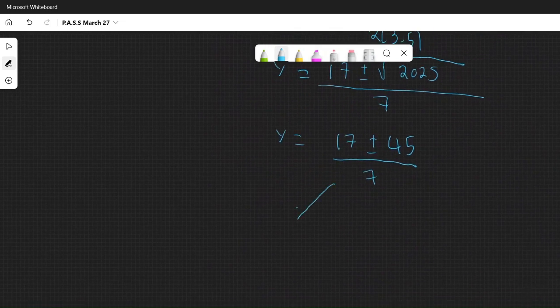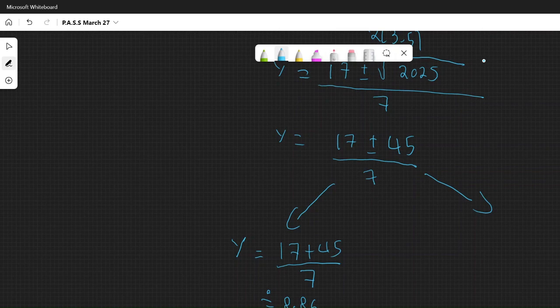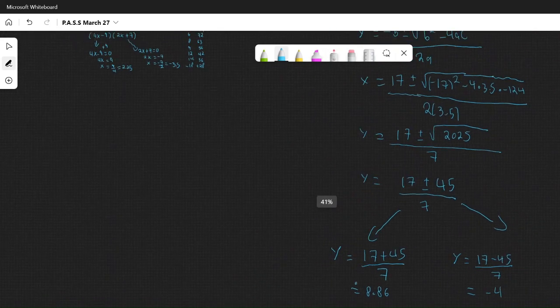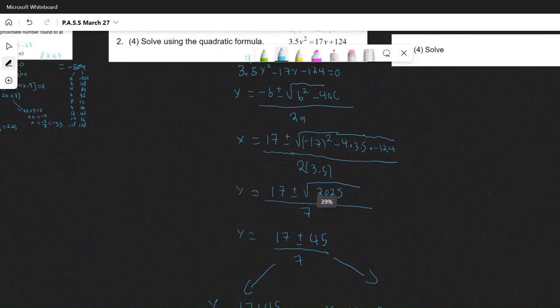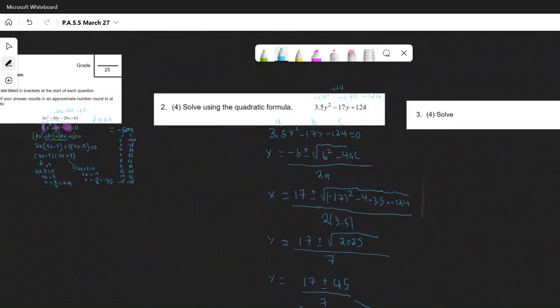So then you have to split it apart because we have a plus or minus here. So y equals 17 plus 45 over 7, and that equals approximately 8.86. And then we also have y equals 17 minus 45 over 7, and that equals negative 4. So that's our answer, but let's quickly double check that with our calculator.